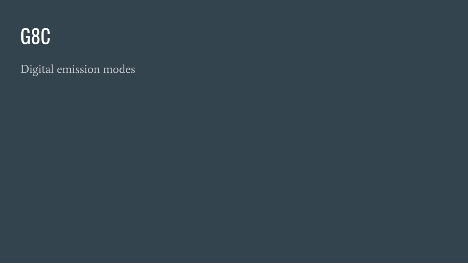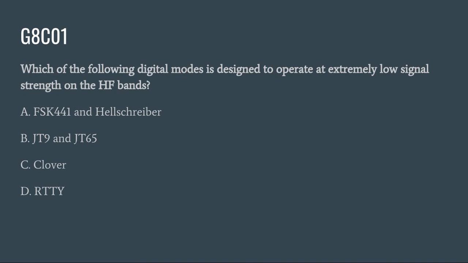Going on, G8C, digital emission modes. G8C01, which of the following digital modes is designed to operate at extremely low signal strength on the HF bands? A. FSK 441 and Hellschreiber. B. JT9 and JT65. C. Clover. Or D. RTTY. Correct answer is B. JT9 and JT65.